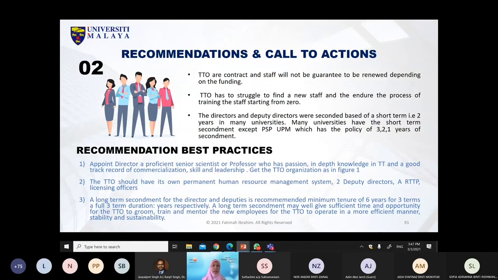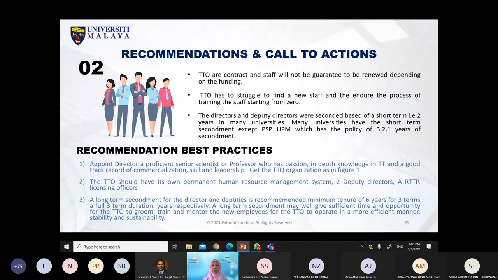So my suggestion is to appoint as director a professional senior scientist or professor who has a passion and in-depth knowledge of technology transfer, and a good track record of commercialization, skill, and leadership.